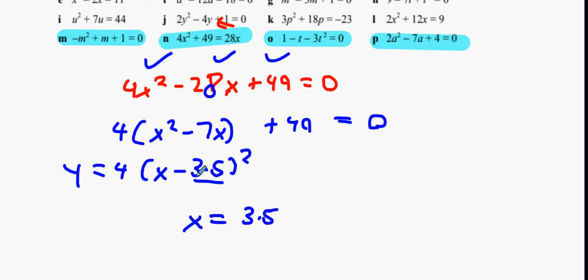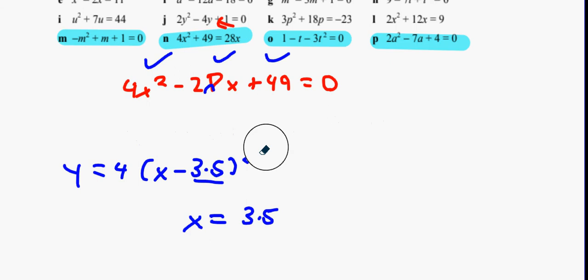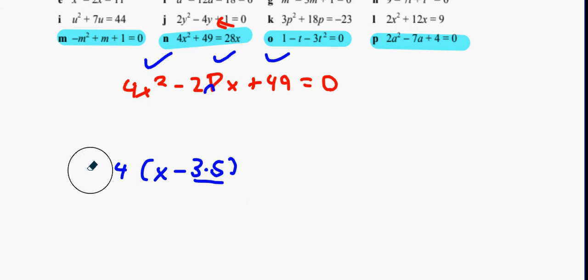Alright, that's how you use these, okay? Now, for homework last night, you were asked to solve them, weren't you? You weren't asked to do that. You were actually asked to solve them. So you put this equal to 0, then what's next? Divide by 4, and what happens? Nothing.